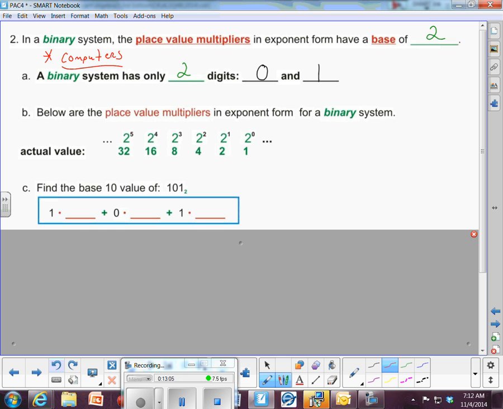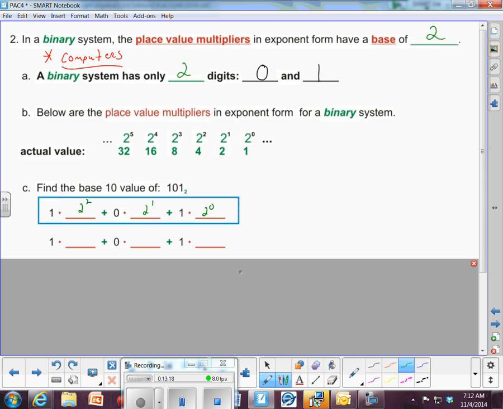All right, remember, we need to put in our place value multipliers. Start on the right and work towards the left. That's pretty easy. Okay, let's go ahead and now plug in what the value of each is. We know 2 squared is 4, 2 to the first is 2, and anything to the 0 power is 1.